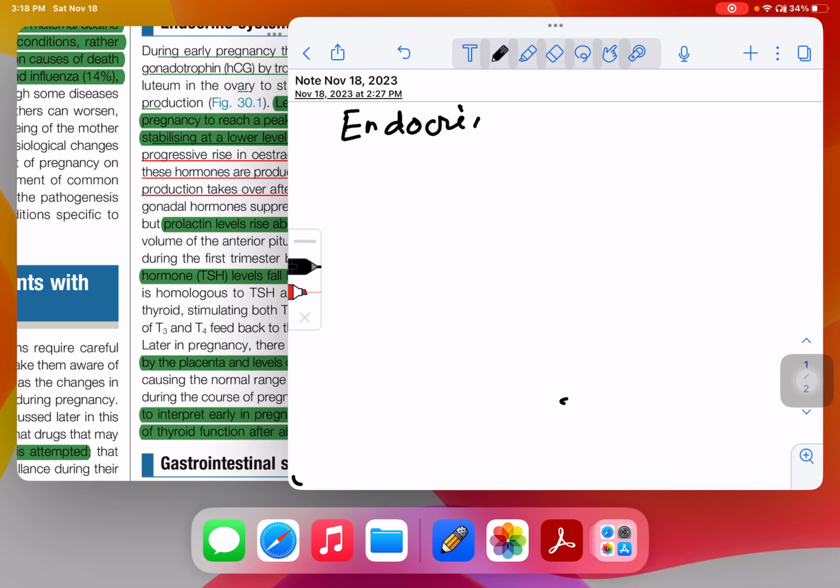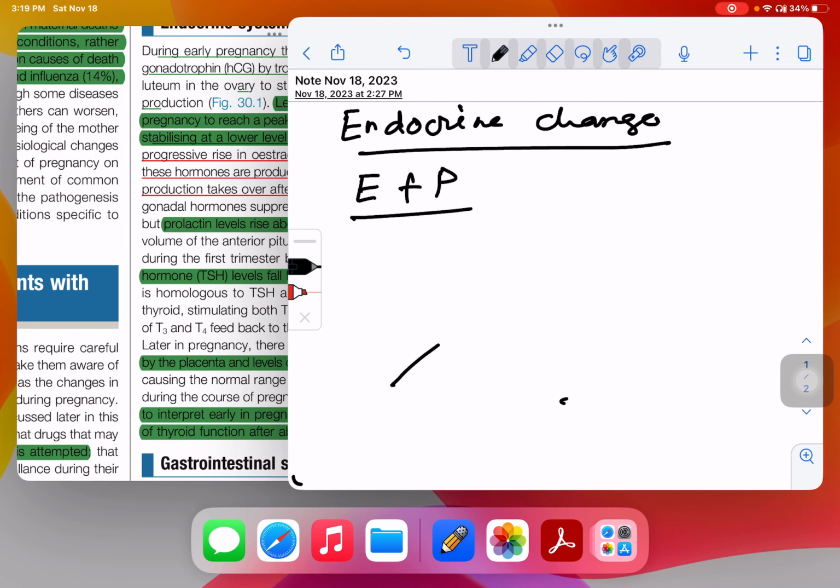Endocrine changes. The estrogen and progesterone levels go up throughout pregnancy. Prolactin, and this estrogen and progesterone, cause suppression of pituitary hormones. All pituitary hormones are suppressed except prolactin.